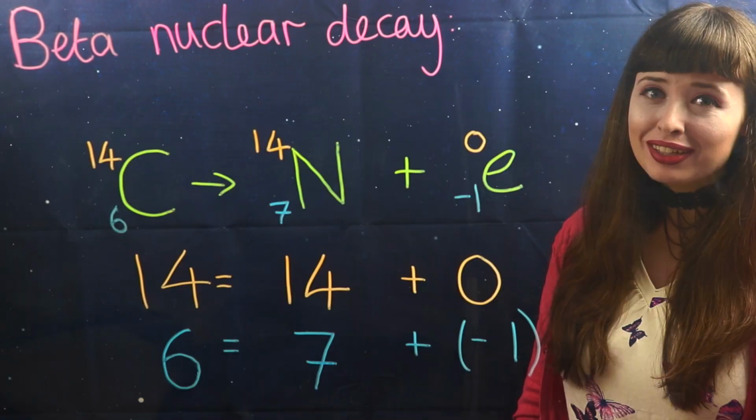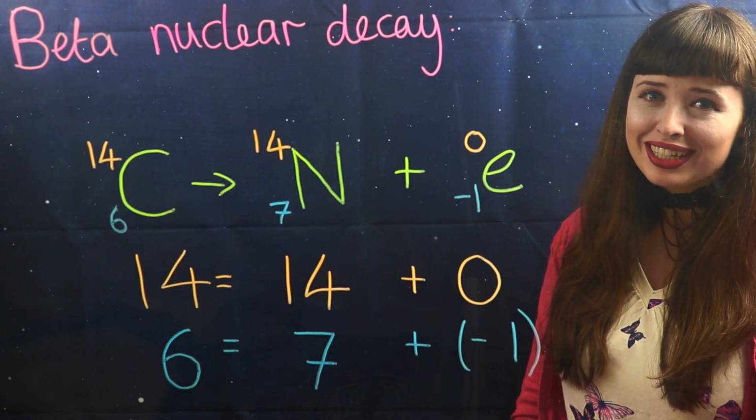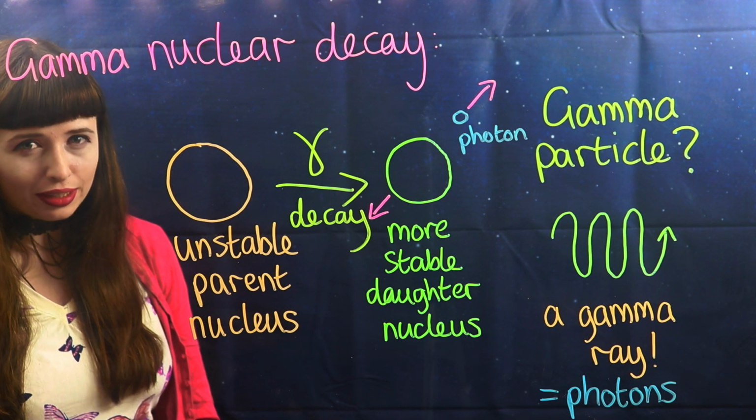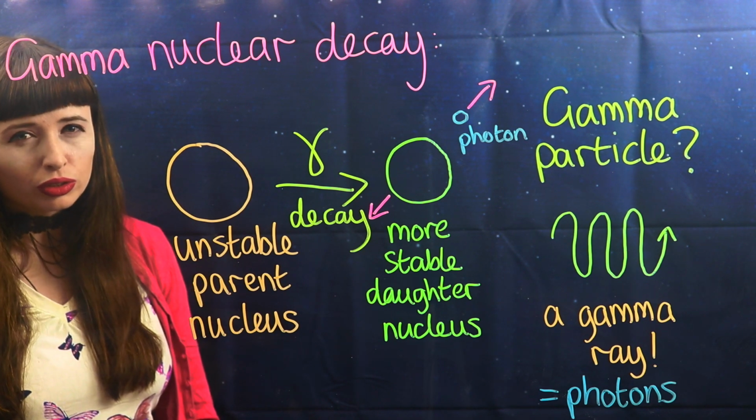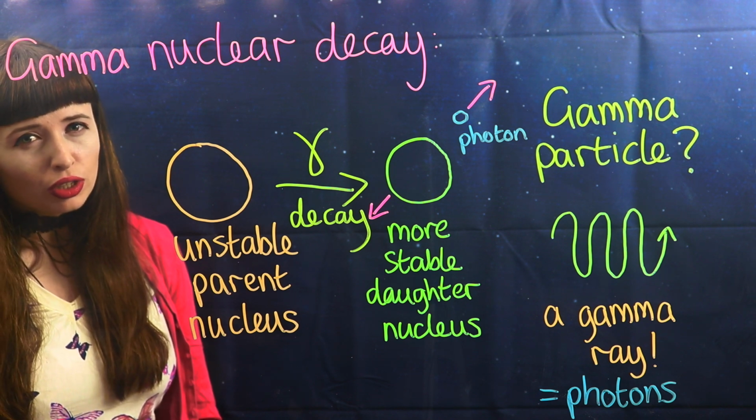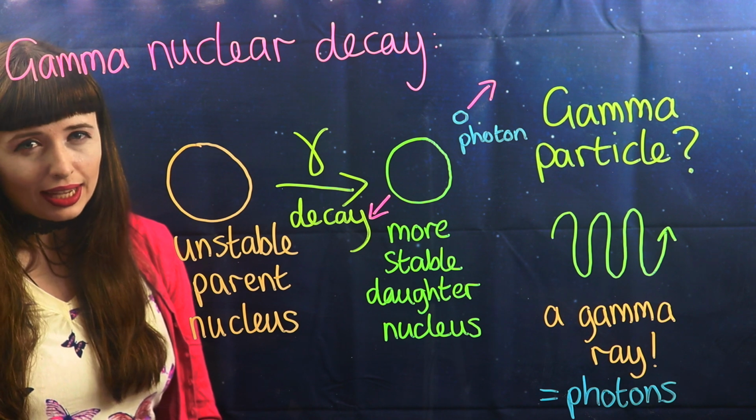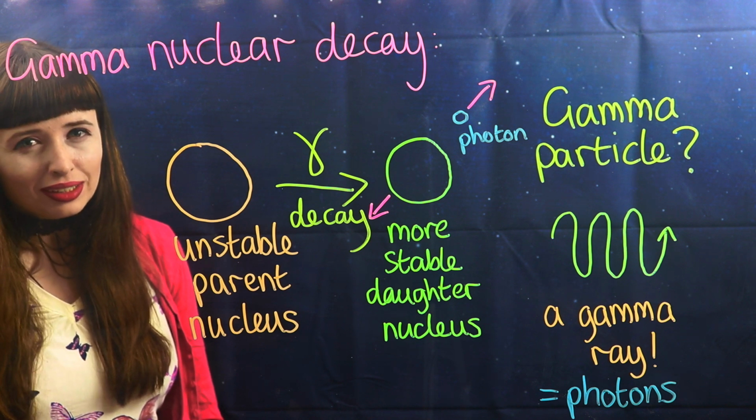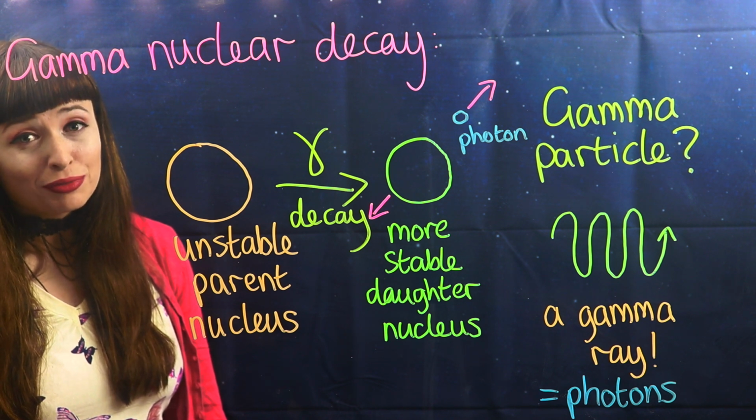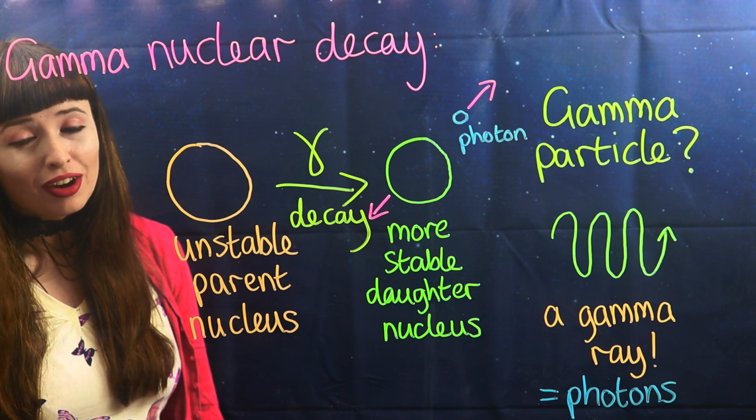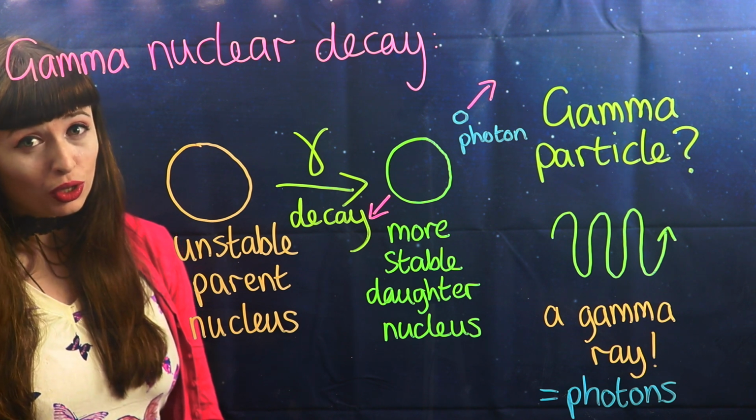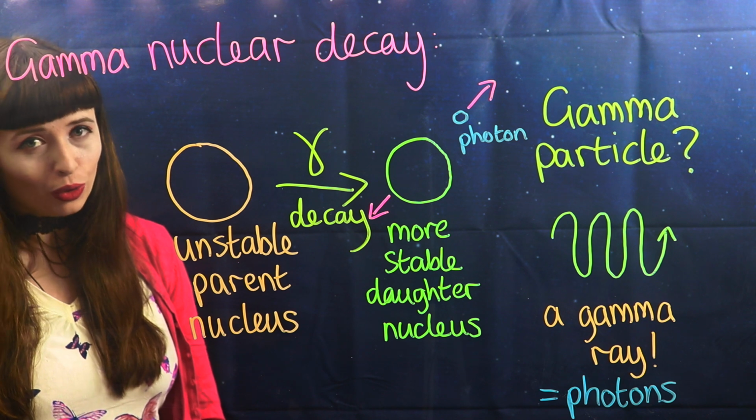And for our final type of nuclear equation, we're going to take a look at gamma decay. Alpha decay is a helium nuclei, 2 protons, 2 neutrons. Beta decay is a high energy electron. So what is gamma decay? Is there a gamma particle? Well, not exactly. A gamma ray is a form of electromagnetic radiation. So there are photons, which aren't exactly particles, although wave-particle duality is a whole other topic.